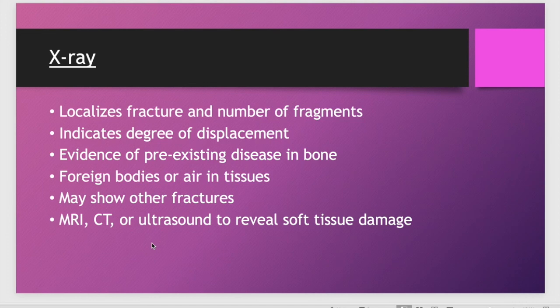Any foreign bodies that shouldn't be there, if there's air in the tissues. And it could show other fractures that you didn't even know were there, or fractures that maybe were there and then healed, depending on how long before that it was. If there was soft tissue damage, then the person would need to have an MRI, a CT scan, or an ultrasound to see that, because the x-rays will not show soft tissue damage.